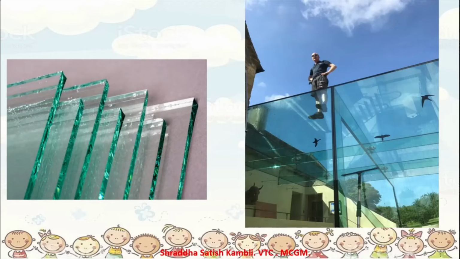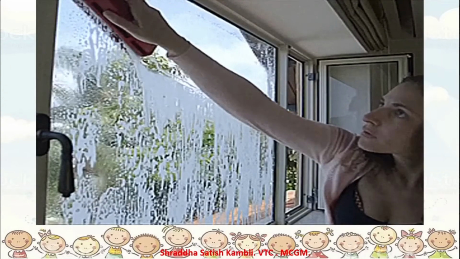There are some places where people make floors out of glass. Floors means the farshi that we walk upon, that is made up of glass. So glass can be very, very strong also. So this is also a property of glass.